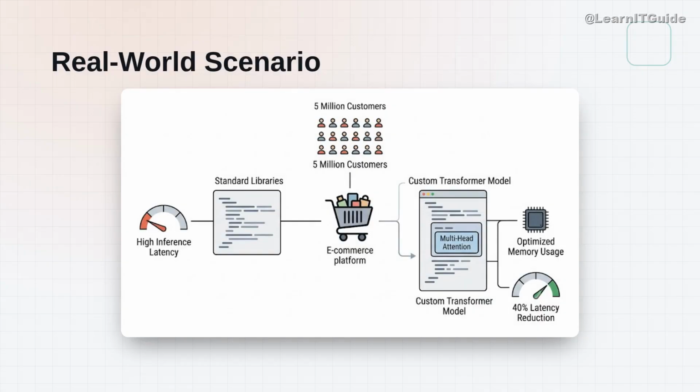Here is a real example. An e-commerce giant serving 5 million users needed to fix their recommendation engine. Their standard libraries were too slow. By rebuilding their transformer block from scratch, they optimized the memory usage. They dropped inference latency by 40% during peak sales. That is the kind of impact you have when you understand the architecture.